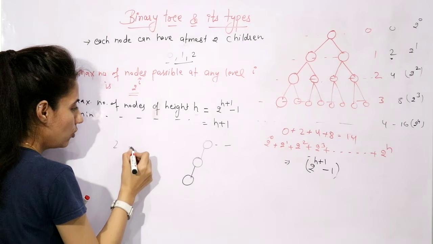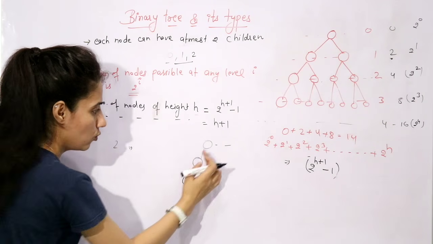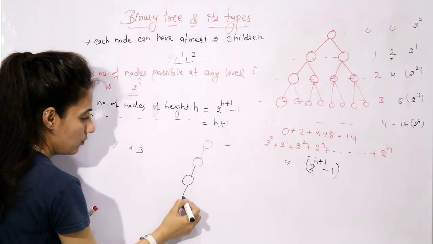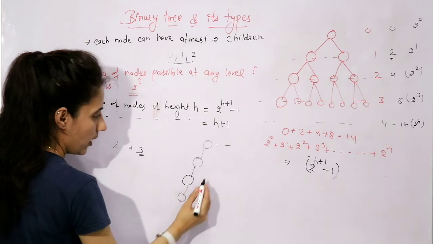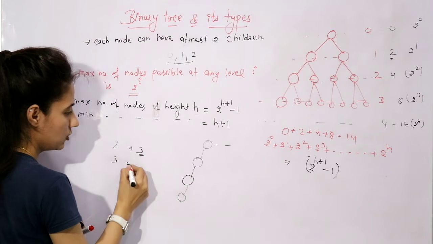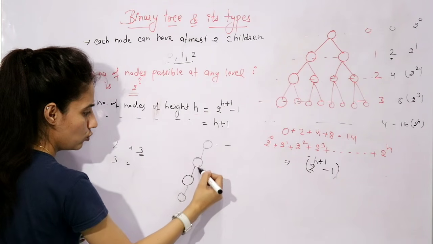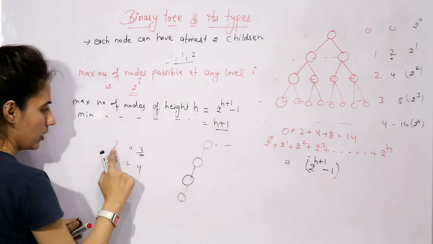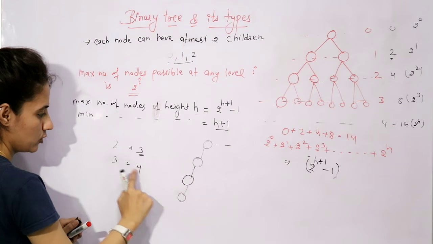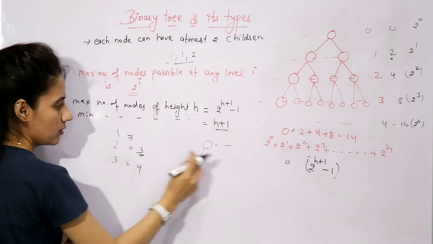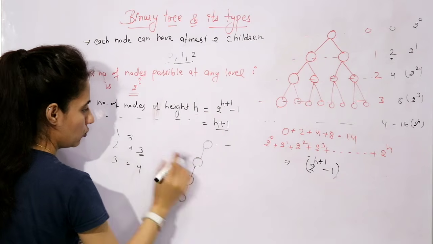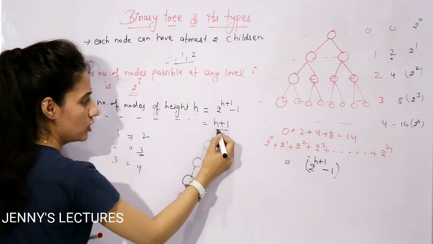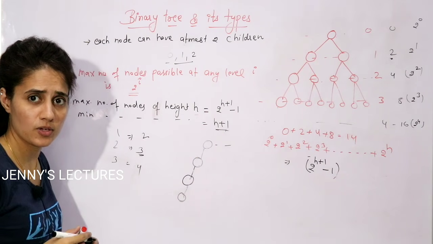Now height is 2 and minimum number of nodes are 1, 2 and 3. If you increase one more height, height is 3, minimum number of nodes possible are 1, 2, 3 and 4. So you can say minimum number of nodes possible are h plus 1. If height is 1, two nodes are possible, meaning h plus 1 minimum number of nodes are possible, right.